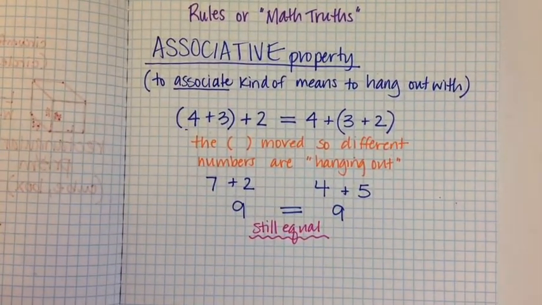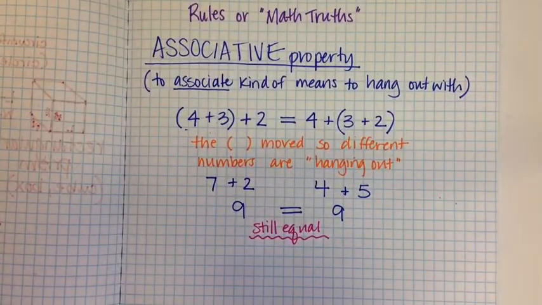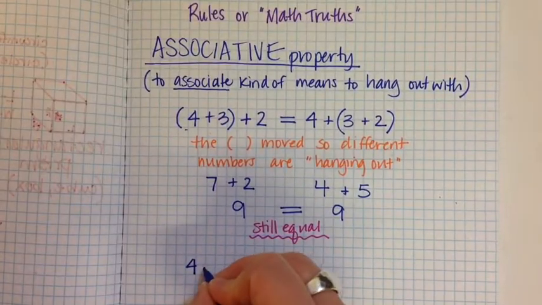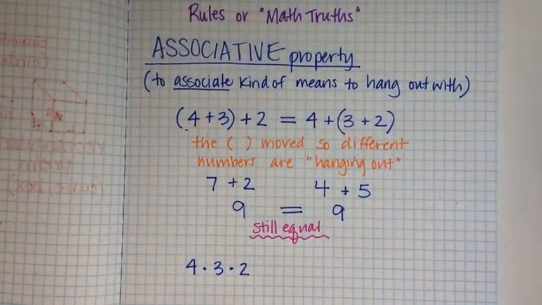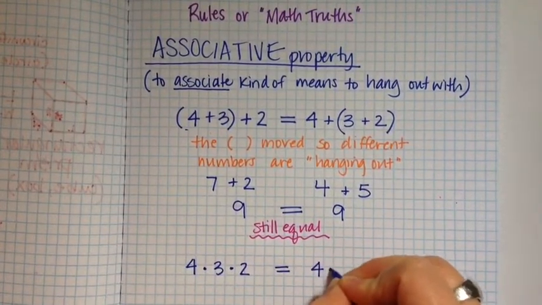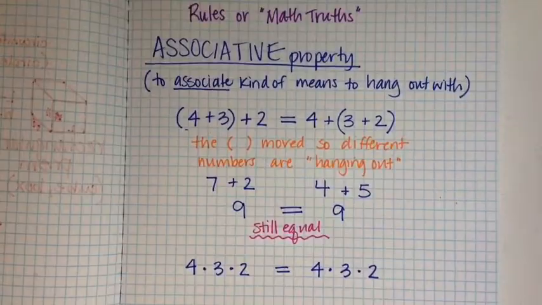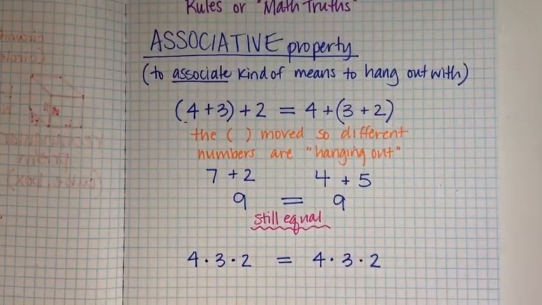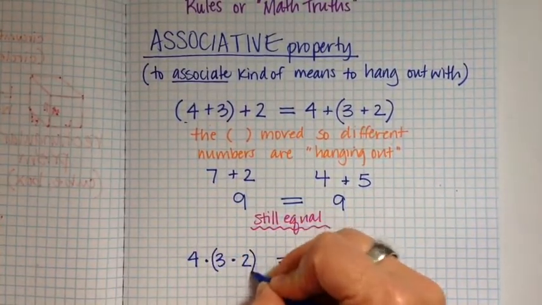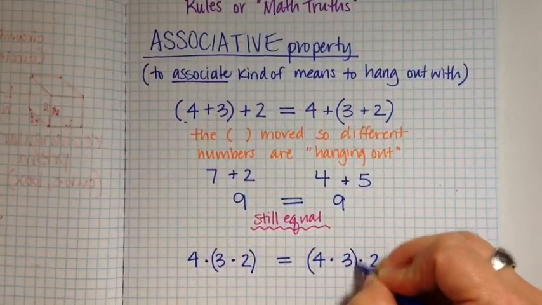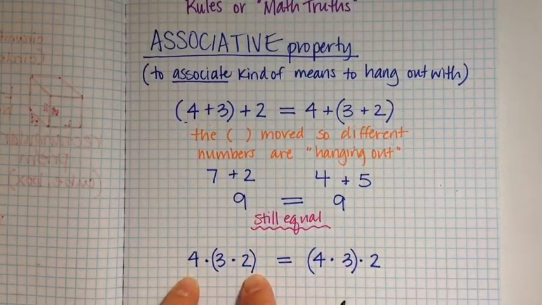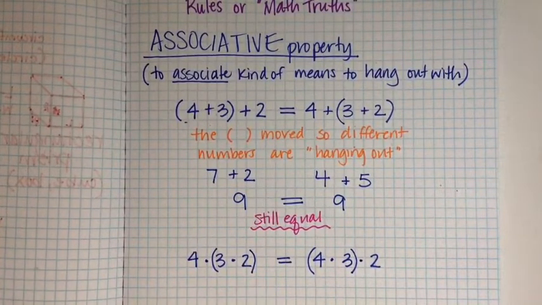This property actually also works with multiplication. So let's do another example: 4 times 3 times 2 equals 4 times 3 times 2. So I have two expressions, and right now they're exactly the same. So now let's have them hang out with different numbers. Let's have the 3 and the 2 hang out first this time. And then the 4 and the 3 will hang out over here. You can't have the 2 and the 4 ever hang out because they're not next to each other, so we couldn't group those in parentheses. So the parentheses moved. Let's see whether or not it's still equal.